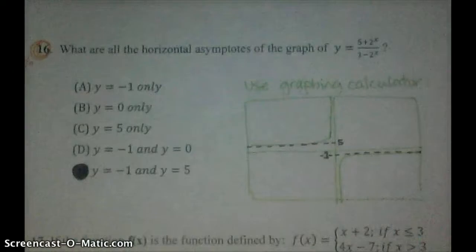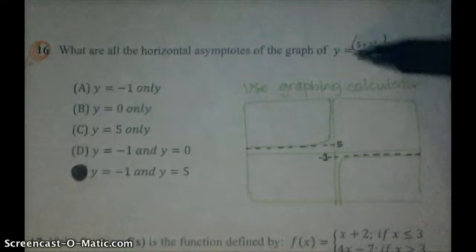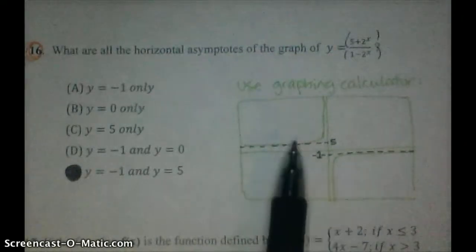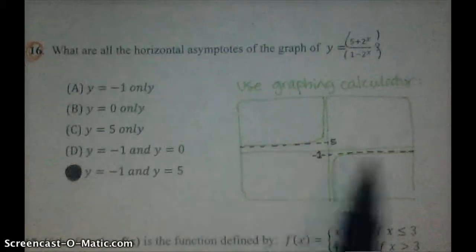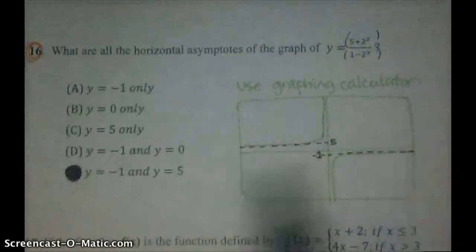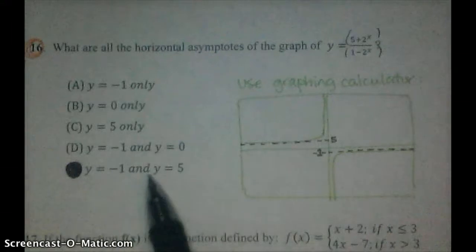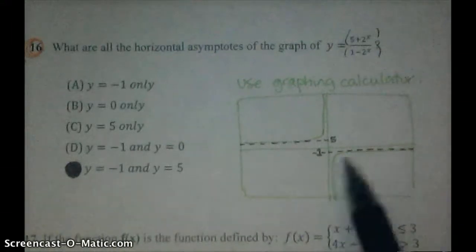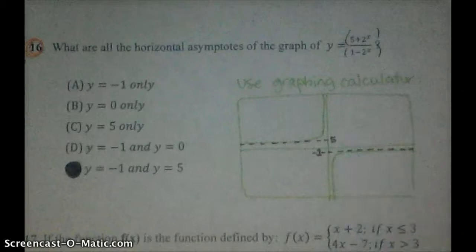Question 16 was one you should have just done in your calculator. If you put this function into your calculator, again, make sure that you have parentheses here and here. You should see the graph looks something like this, and it has asymptotes at 5 and -1. If you thought that this was 0, well, first of all, there's no option to say both 5 and 0. That's a clue. But you also might need to zoom in and out to see clearly what the asymptote is going to be. Try it with this one.